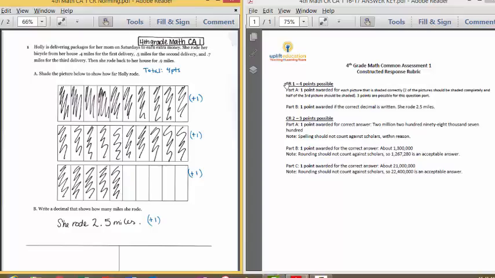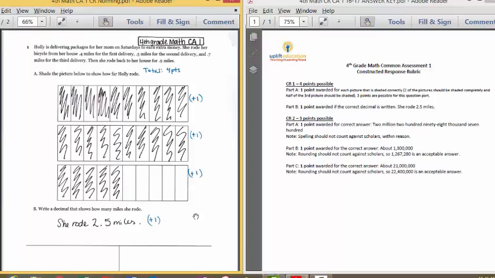4 points. They get 1 point awarded for each picture that is shaded correctly. So 2 of them should be shaded completely, and half of the third picture should be shaded. As you can see, they get 1 point, 1 point, and 1 point.